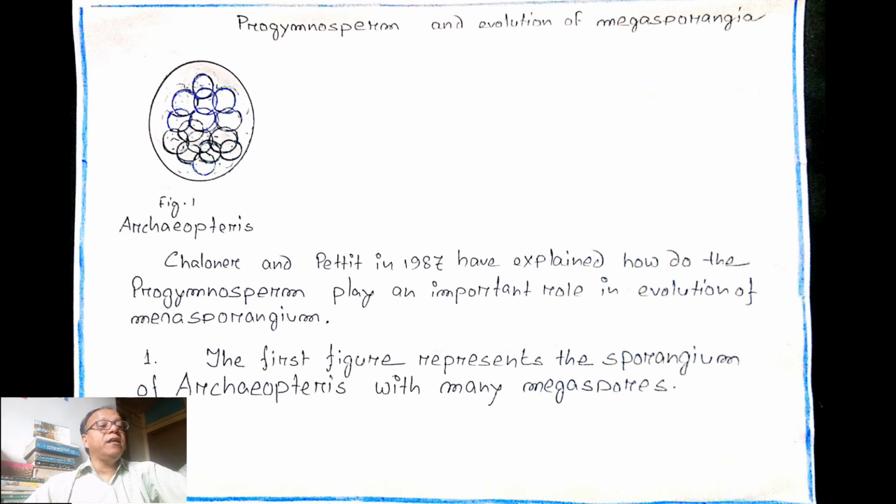Cloner and Pettitt in 1987 have explained how the Progymnosperms play an important role in the evolution of Megasporangium, and they represent a series of events. In their series, the first stage is represented by Archaeopteris. Again, I am quoting, the first figure represents the sporangium of Archaeopteris with many megaspores.